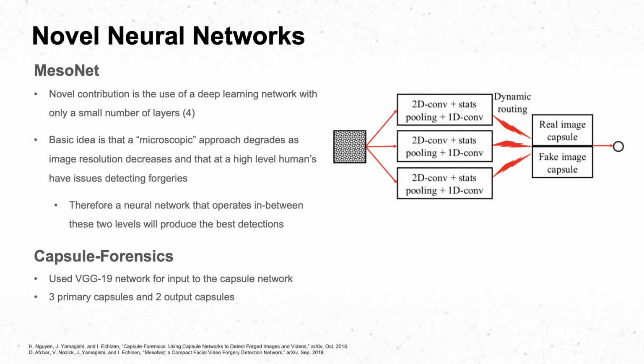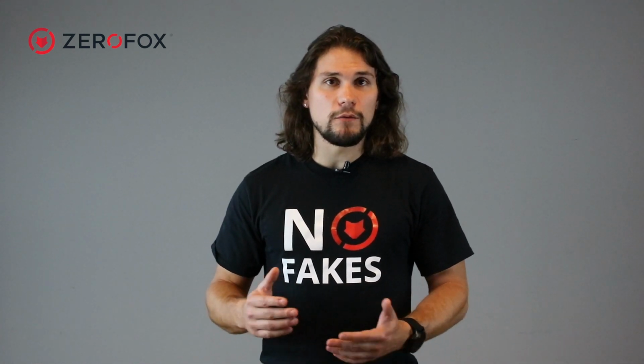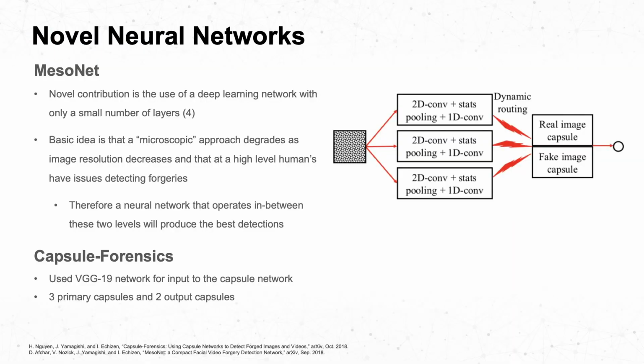Another way of detecting deepfakes is using novel neural network architectures. A really interesting one is called Mesonet. With Mesonet, what the researchers hypothesized is that at a microscopic level, which is the level that complex convolutional neural networks work at, you end up losing too much information, because as the image size starts to degrade or become smaller throughout the convolutional layers, you've lost that information. So that's working at the microscopic level.